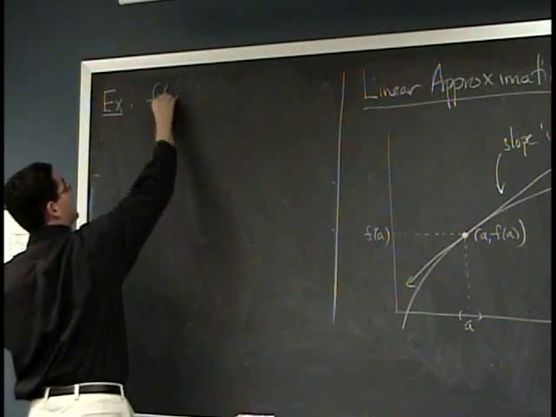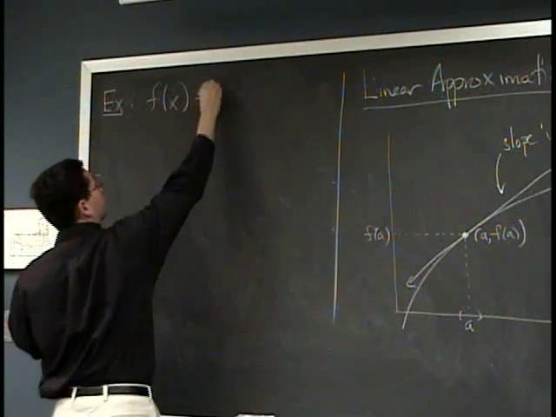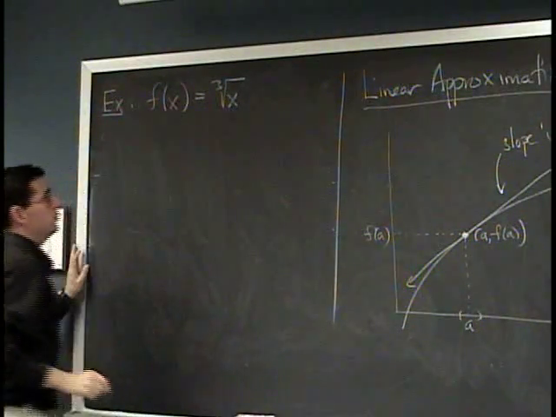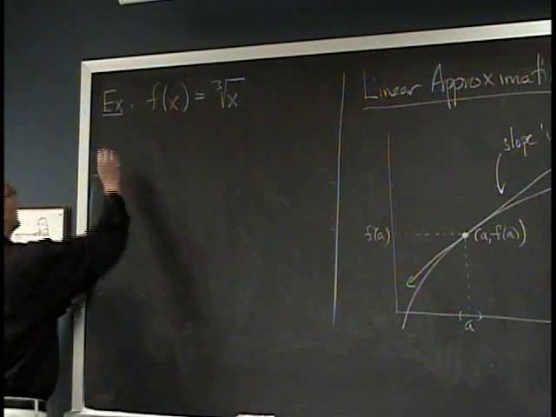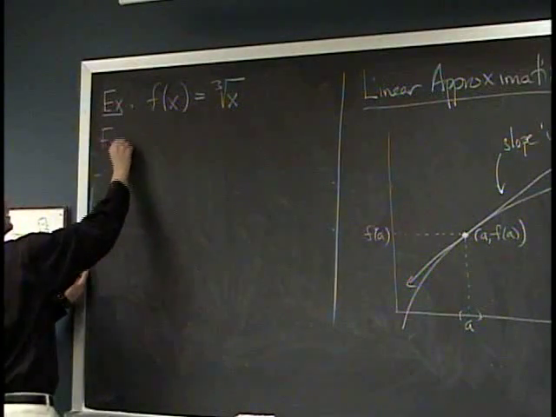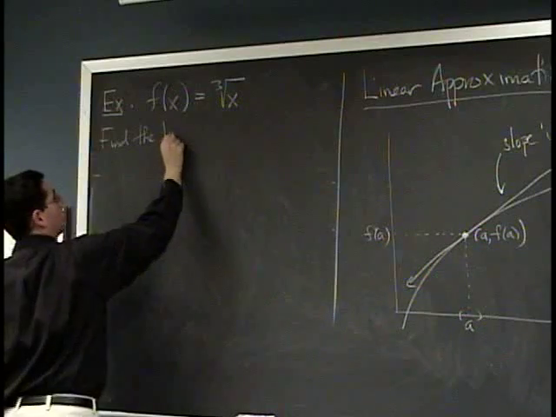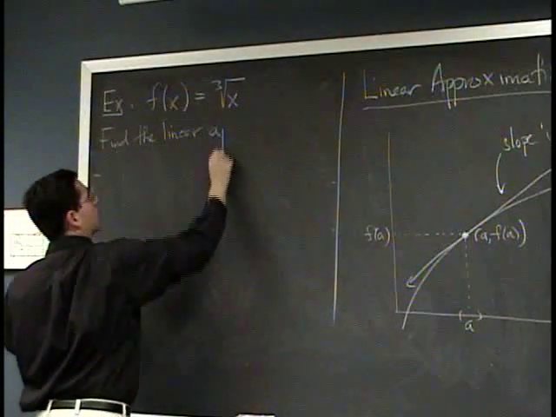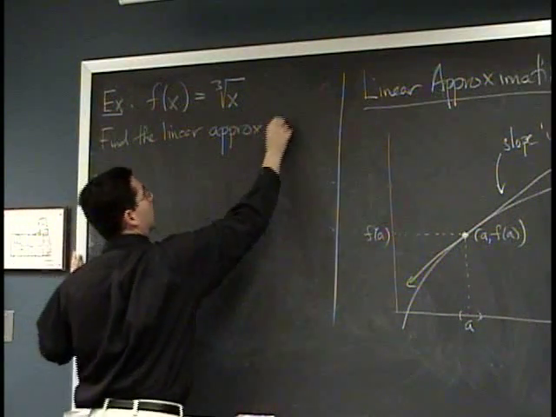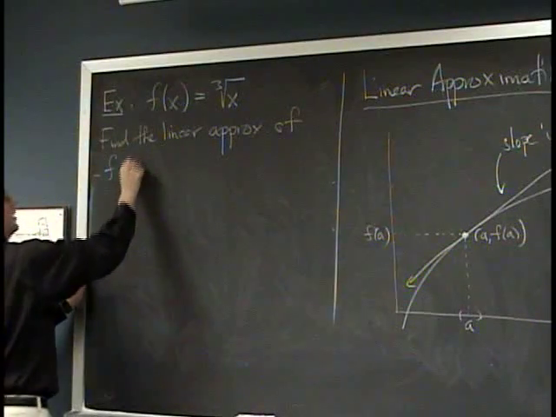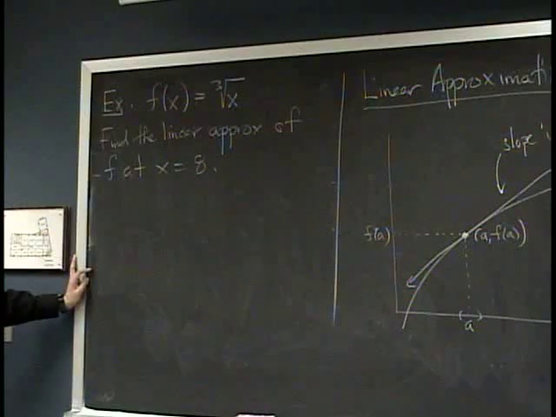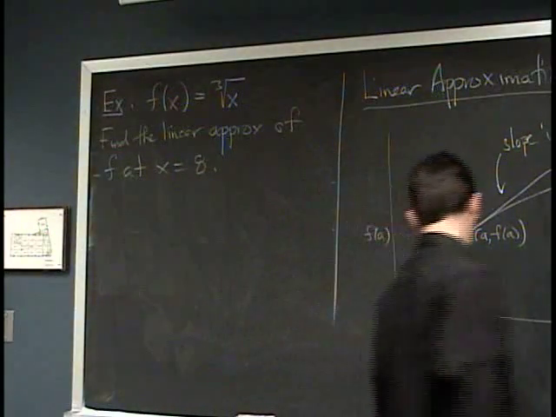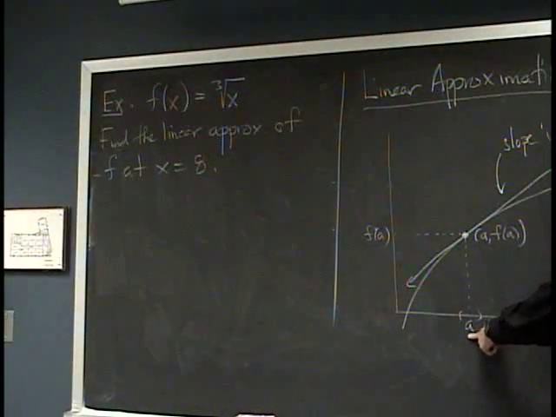So let's look at f of x equals the cube root of x. Nice, good function. We want to find the linear approximation of f at x equals 8. When I say x equals 8, I mean let my a be the number 8.